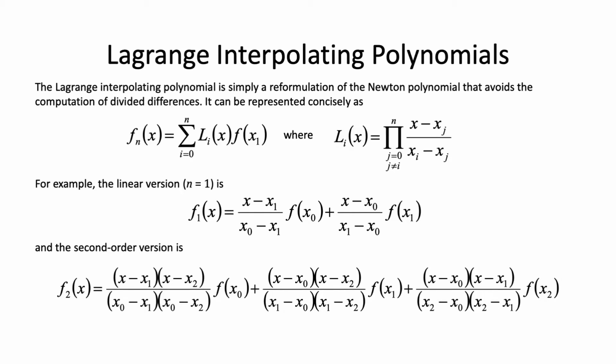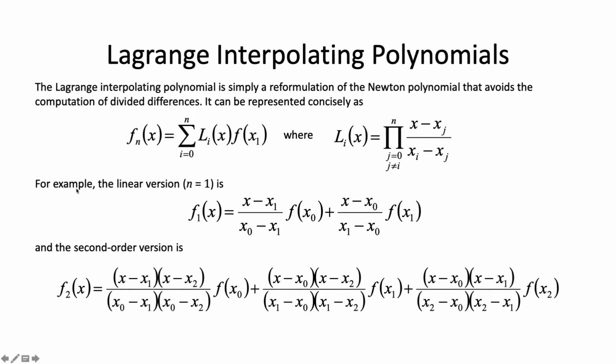Now, the Lagrange interpolating polynomial is simply a reformulation of the Newton polynomial that avoids the computation of divided differences. It can be represented concisely as f sub n of x is equal to the sum from i equals 0 to n of L sub i of x times f of x1. This should be f of x sub i, where L sub i of x is equal to the product from j equals 0 to n of x minus x sub j divided by x sub i minus x sub j, where j must not be equal to i.